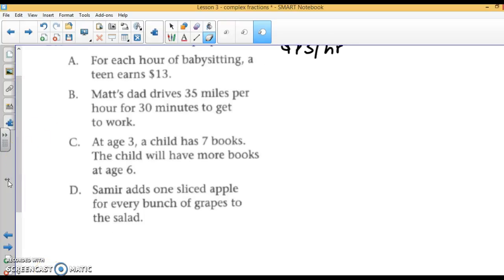Okay. At age 3, a child has 7 books. The child will have more books at age 6. It doesn't say how many. So we don't know, this is not proportional. Could be, but we don't know for sure. That one is not proportional.